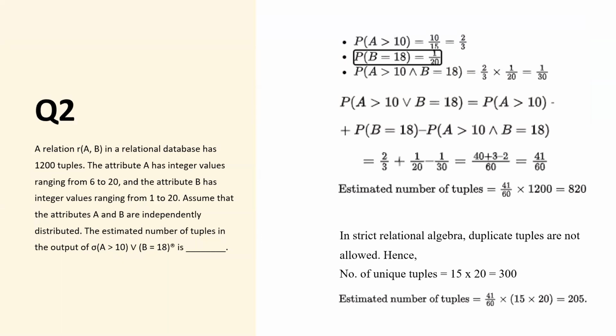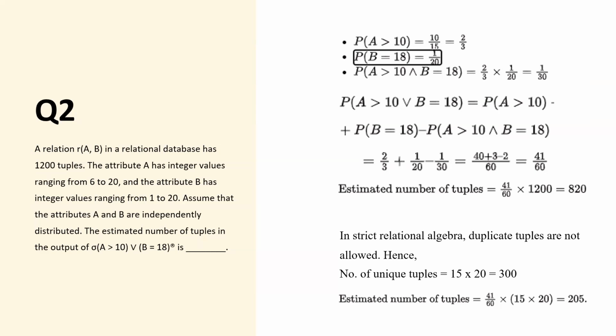In this section, the probability that A is greater than 10 is 10 by 15, because in 6 to 20 there are 10 numbers greater than 10 and 5 numbers less than 10. So the final probability will be 2 by 3. And P of B equal to 18 is 1 by 20, because in 1 to 20 there is only one 18.